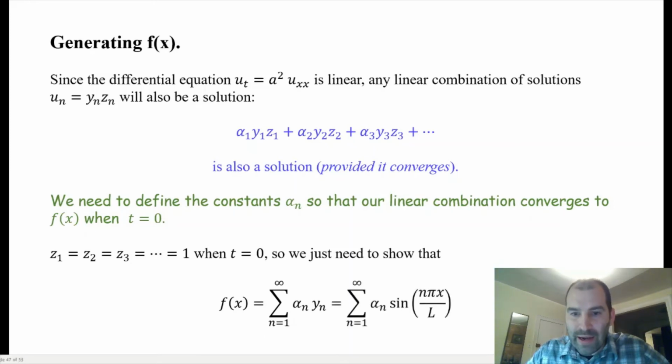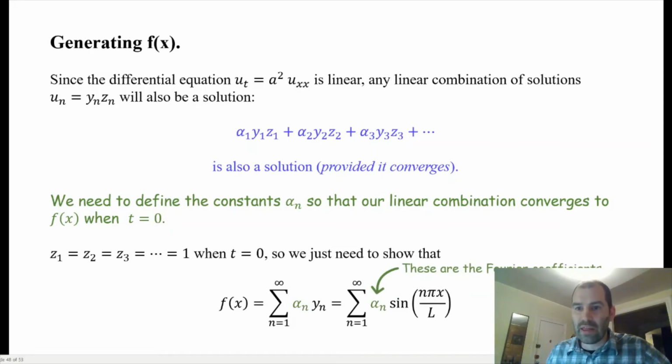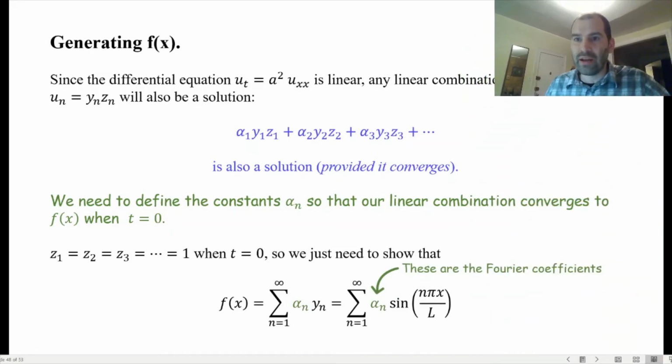Well, just writing that out, remember what the y-n's were. The y-n's were these sine n pi x over l's. Now these coefficients here, these are what we've got to find, but we know how to find these, so that this thing is the Fourier expansion for f of x. We know exactly how to do that. We discussed that in the previous video. These are the Fourier coefficients.